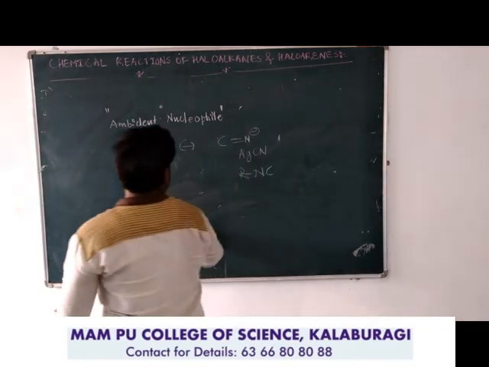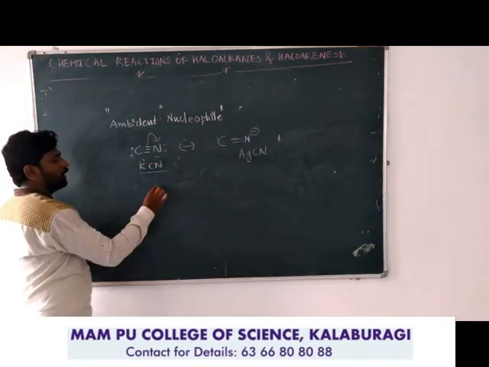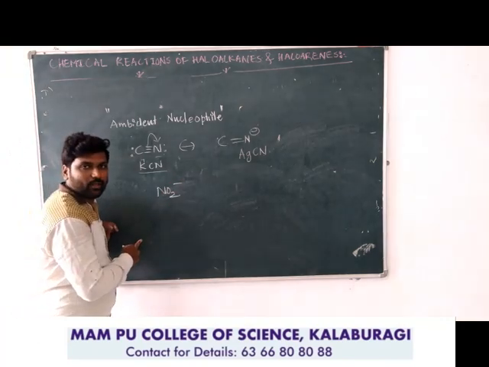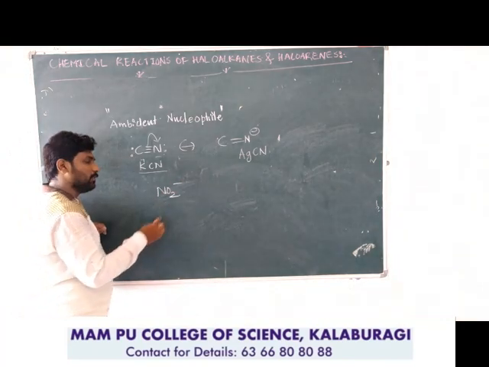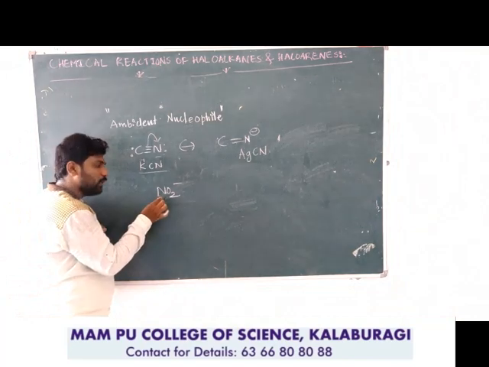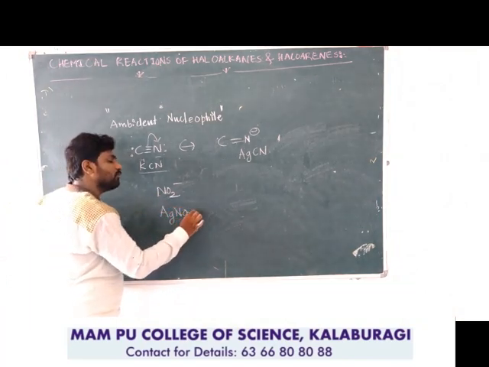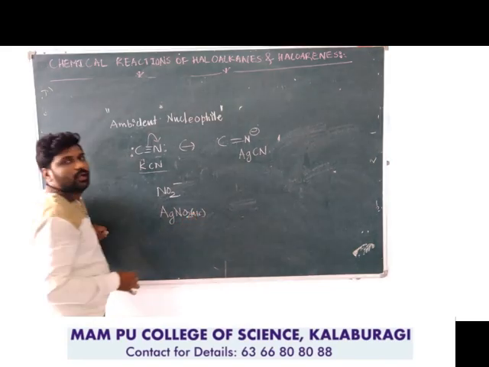Similarly, another example, see here, NO2 minus. It is also an ambident nucleophile. If the attack takes place through the nitrogen atom, it will attack through the nitrogen atom only whenever it is available in the form of alcoholic AgNO2.